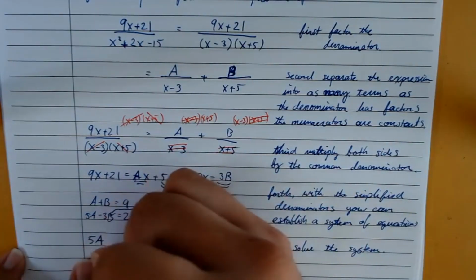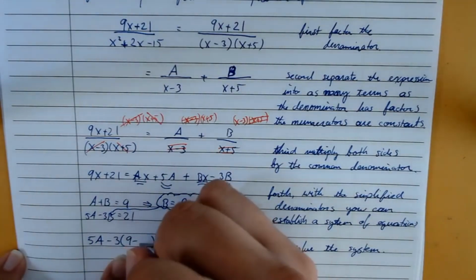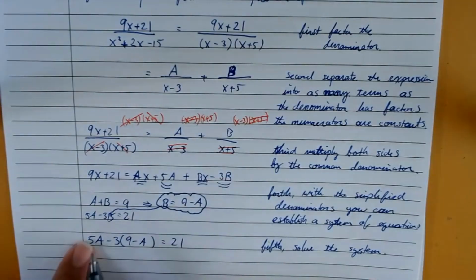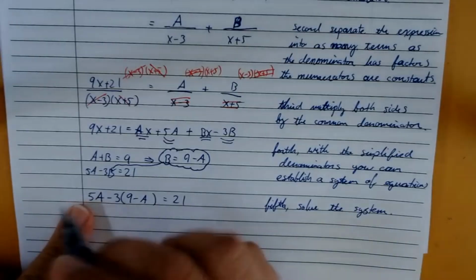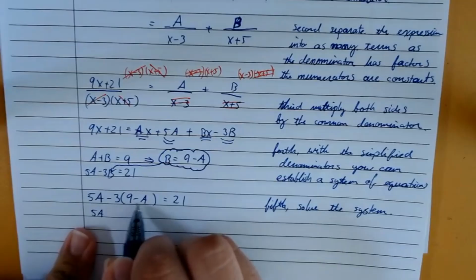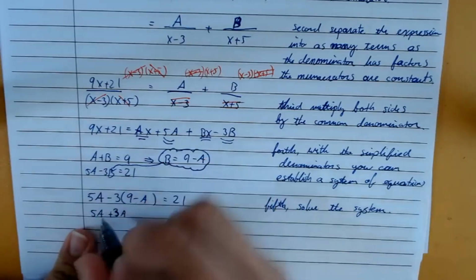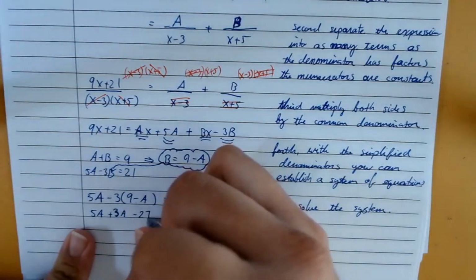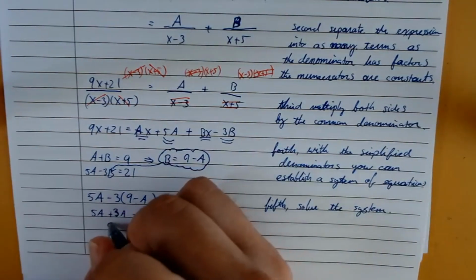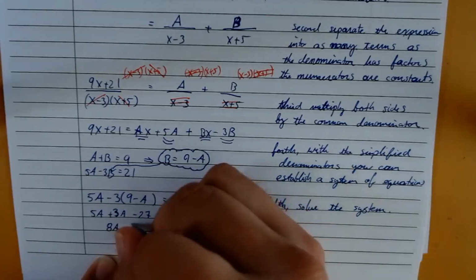So this gives me 5a minus 3 times b, which I'm replacing with 9 minus a, equals 21. Okay, well that's going to be, let me distribute my negative 3. That's the same as saying 5a, negative 3 times negative a, that's plus 3a. And then negative 3 times 9 is negative 27, equals 21. Combine those, it gives you 8a. Add the 27 over that way, it gives you 48.